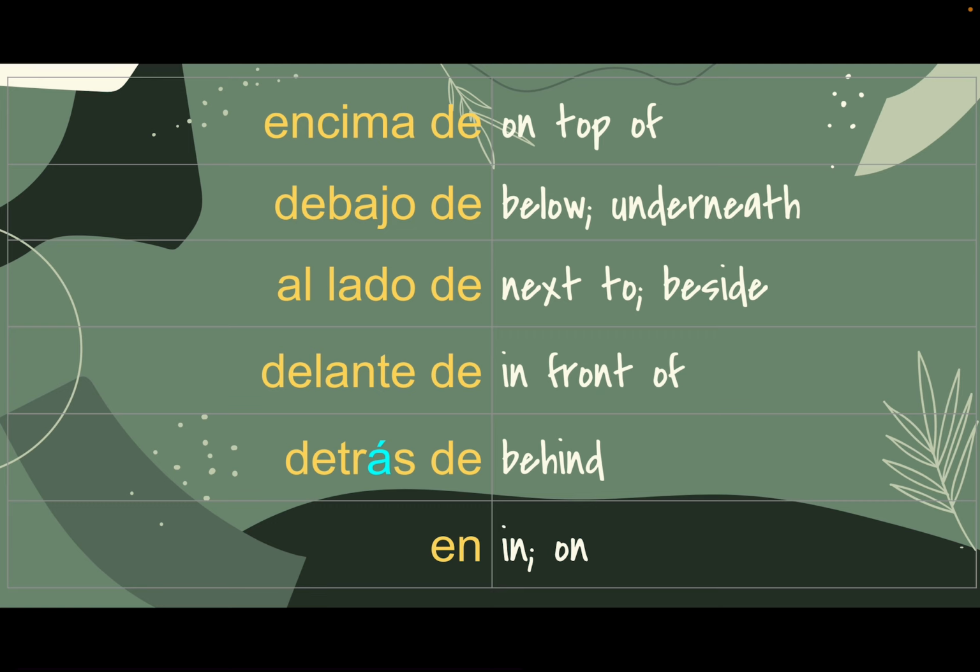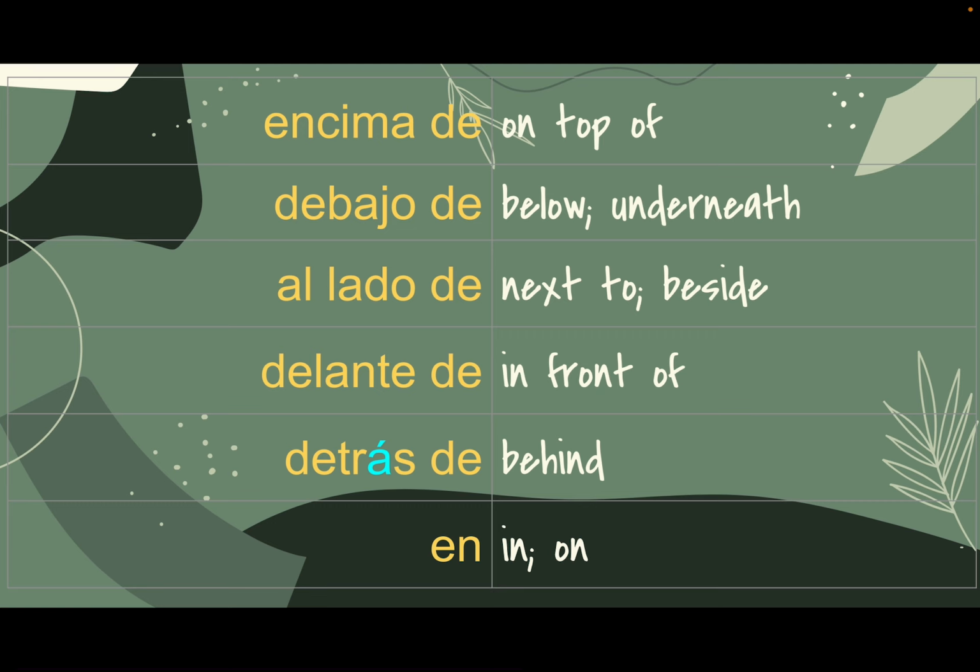And it would go like this. It was a chant that they would repeat back. They would say, encima de, debajo de, al lado de, delante de, detrás de, en. And then we would do this while tapping those locations, if that helps you memorize them.